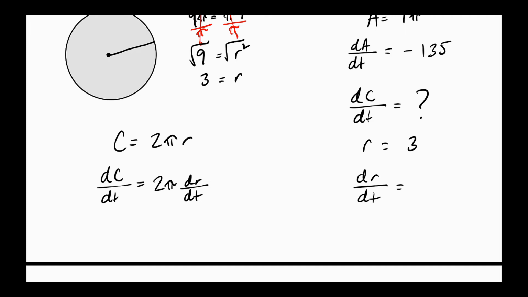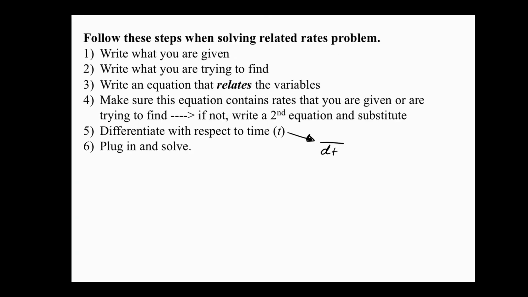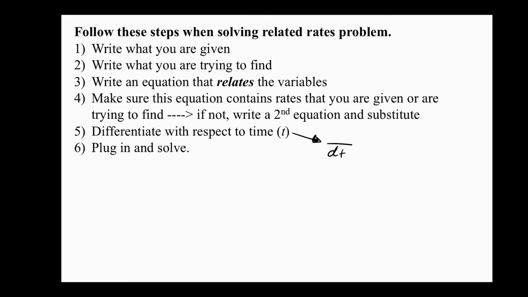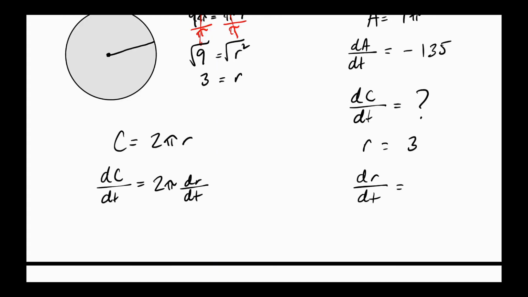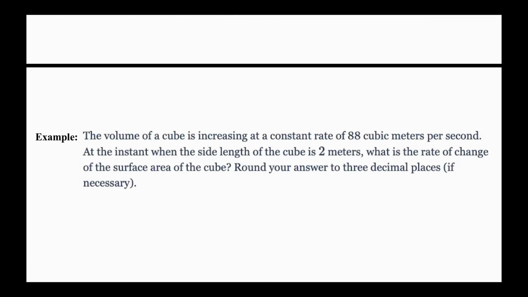This is a special case. This is why step 4 is there. We've never seen this case before. So we're going to have to use the other equation to solve for dr/dt. So what's the other equation that we have? Area. So we're going to have to find dr/dt in that one, because that one's going to have a dr/dt. Okay.